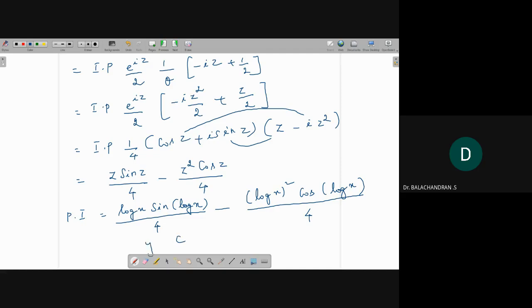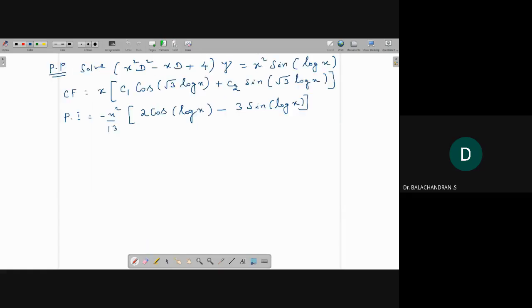So the final answer: y is equal to the complementary function plus the particular integral. So this is a practice problem.